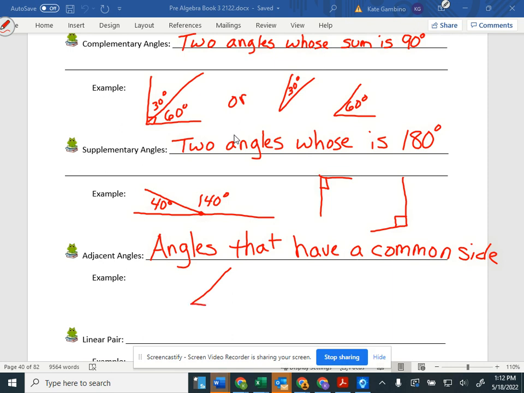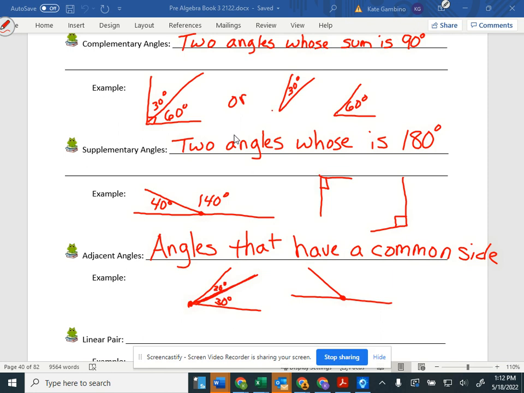Adjacent angles. They share a vertex, like Caitlin said, and they share a common side. So this is one angle, this is another angle. They are adjacent because they share this side and they share the vertex. So adjacent angles are next to each other. They have to share one line, and they share the vertex. So they have to share the point, and they share a line.